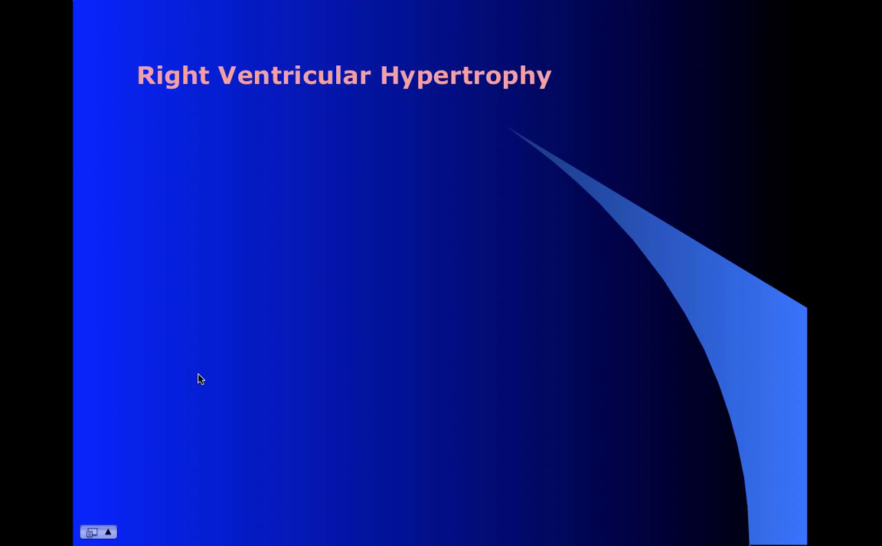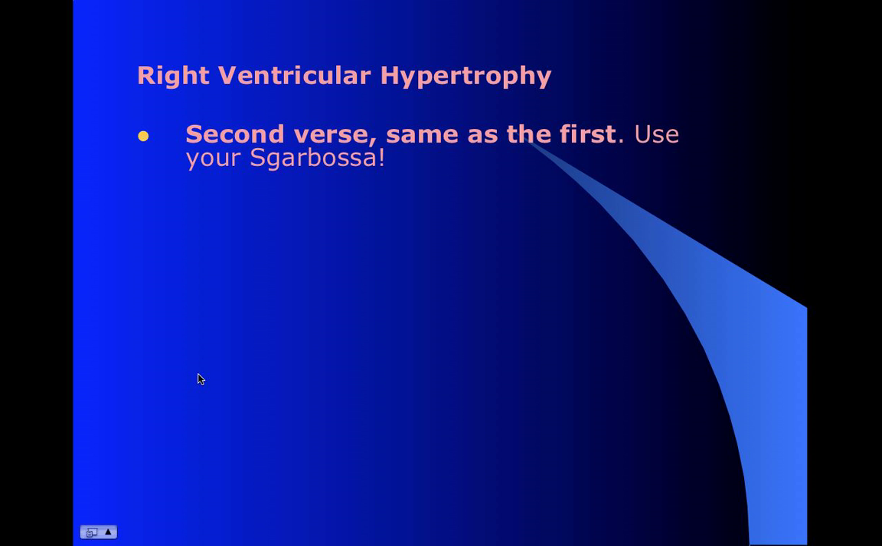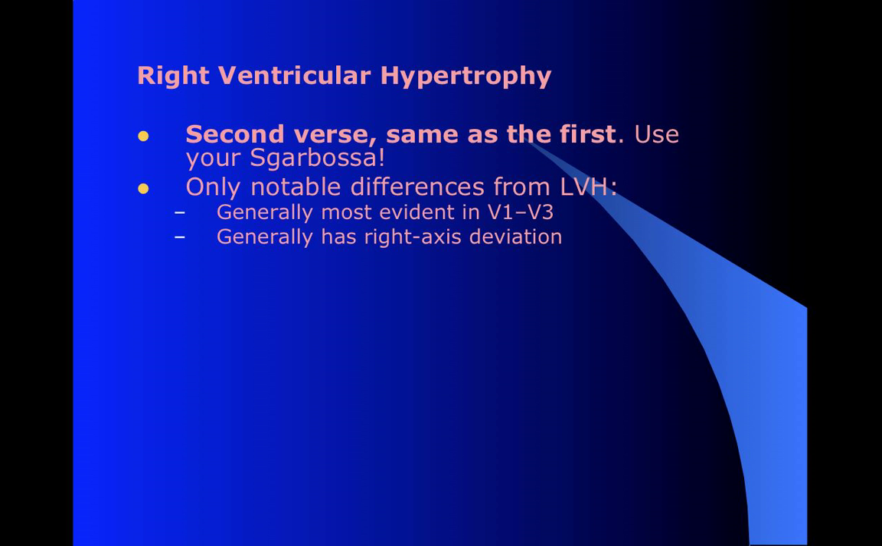All right, so RVH. Really not too much different from LVH. Obviously, it looks a little bit different pattern, but same story. Use your Sgarbossa, it does work. The only real differences from LVH, usually you mostly see it in maybe V1 through V3, often with a right axis.